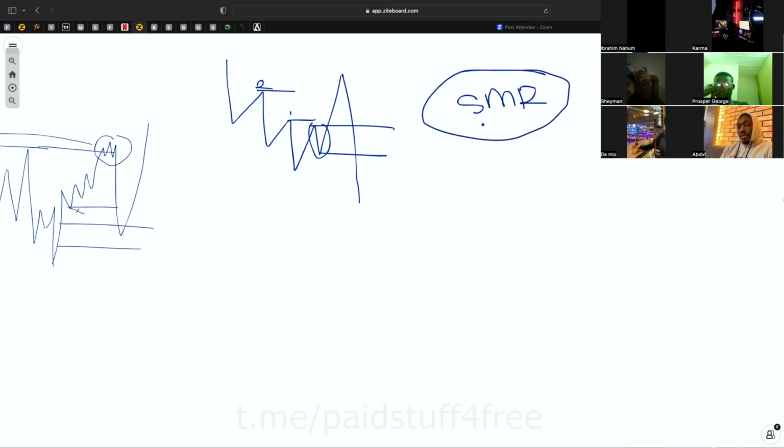Smart money reversal is a form of an external liquidity grab that breaks structure, or is a form of what? A drop, base, and a rally. Smart money reversal is a drop, base, and a rally inside a rally-based rally. Now, don't get it twisted. This is rally-based rally.